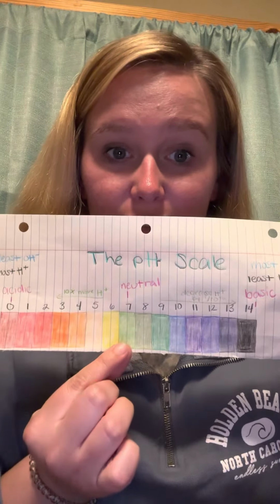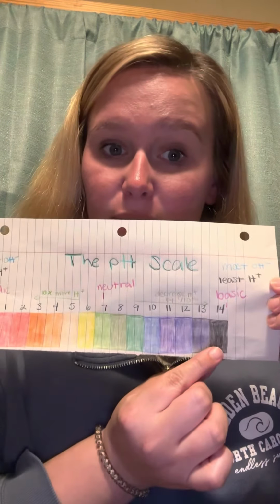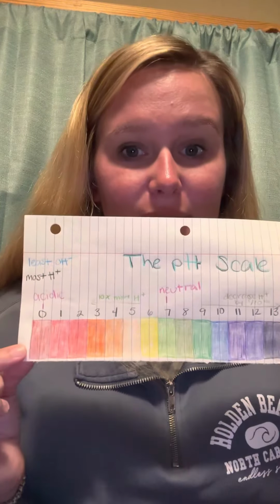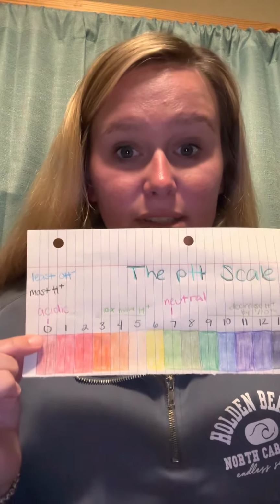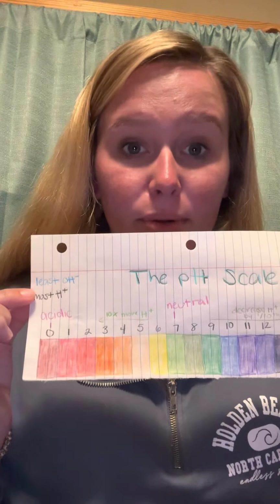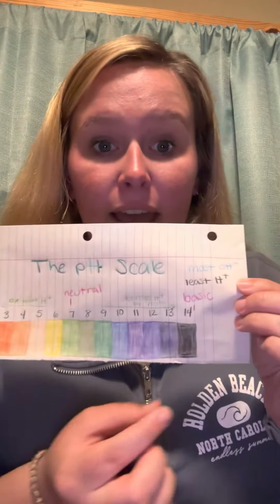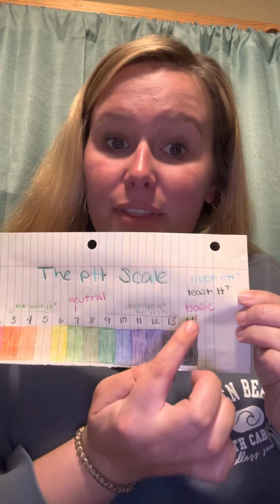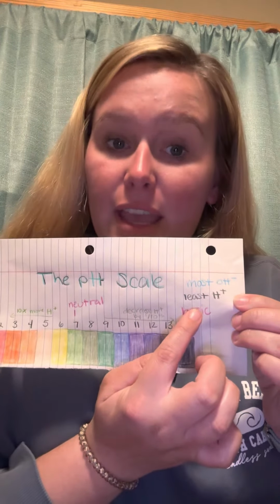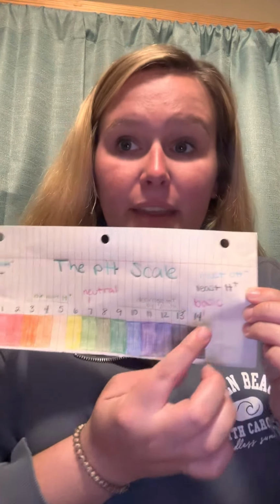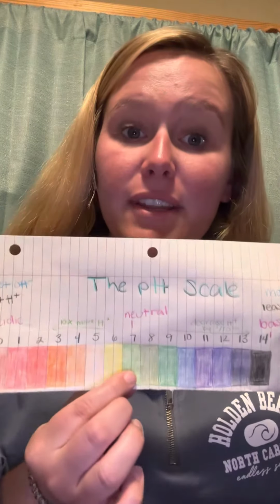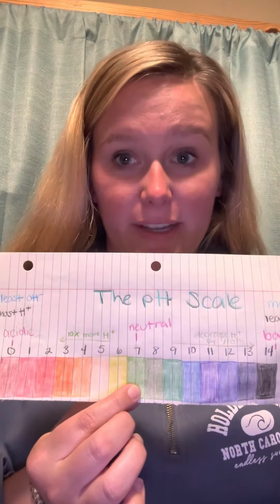As you can see, 7 is the neutral, 14 is the most basic, and 0 is the most acidic. Where it's most acidic, as I said, it will have the most hydrogen ions and the least hydroxide. At 14, it will have the least amount of hydrogen ions and the most hydroxide. Where number 7 is, they will have an equal amount of hydrogen ions and hydroxide.